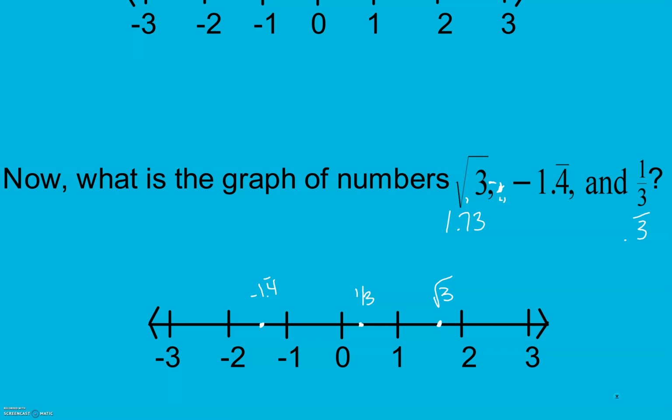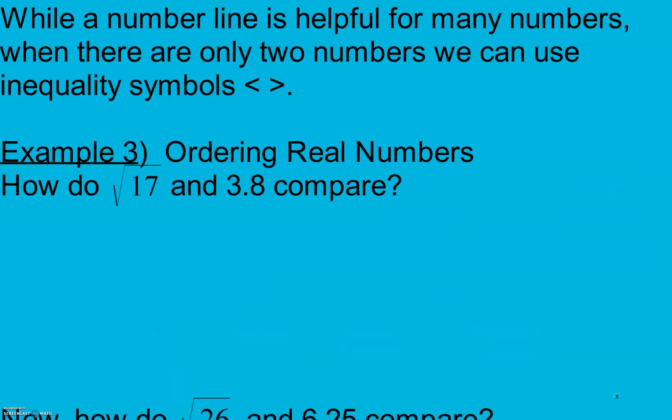Okay, so we've graphed numbers before on the number line. The only thing here is we're going to have irrational numbers, we're going to have integers, we're going to have all different types of numbers, real numbers there, and we're just going to put them all in the same number line. Again, here, a number line is helpful if we have a lot of numbers, but when there's only 2, we can use inequality symbols. So here we're going to order these real numbers.